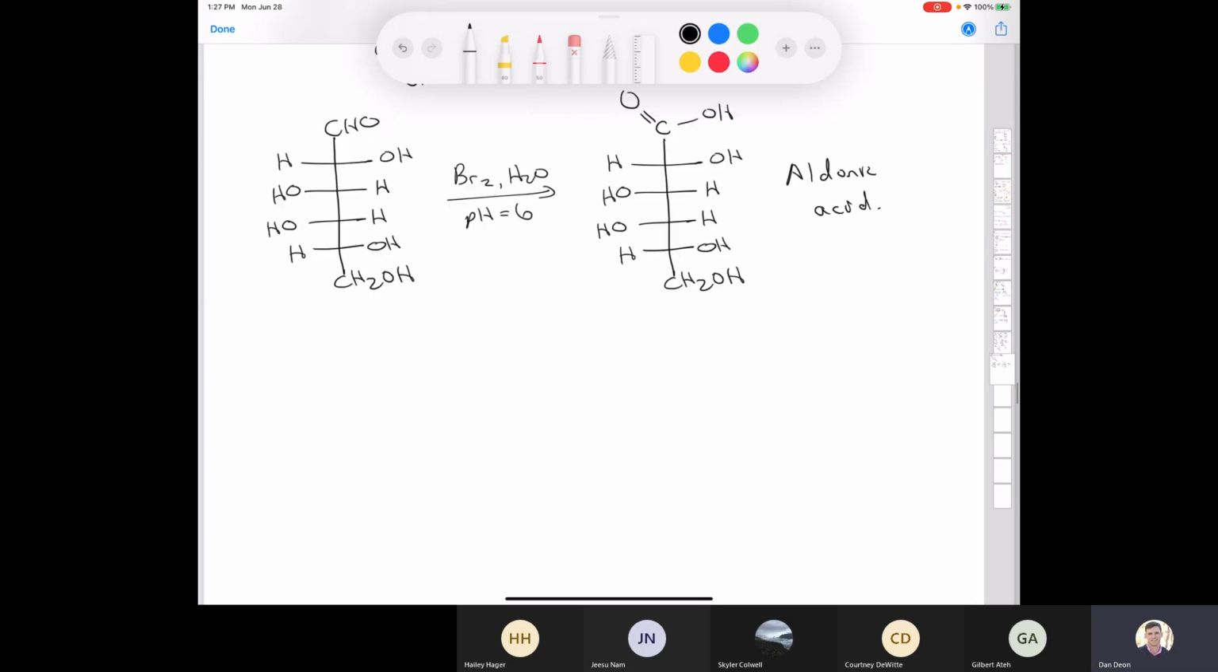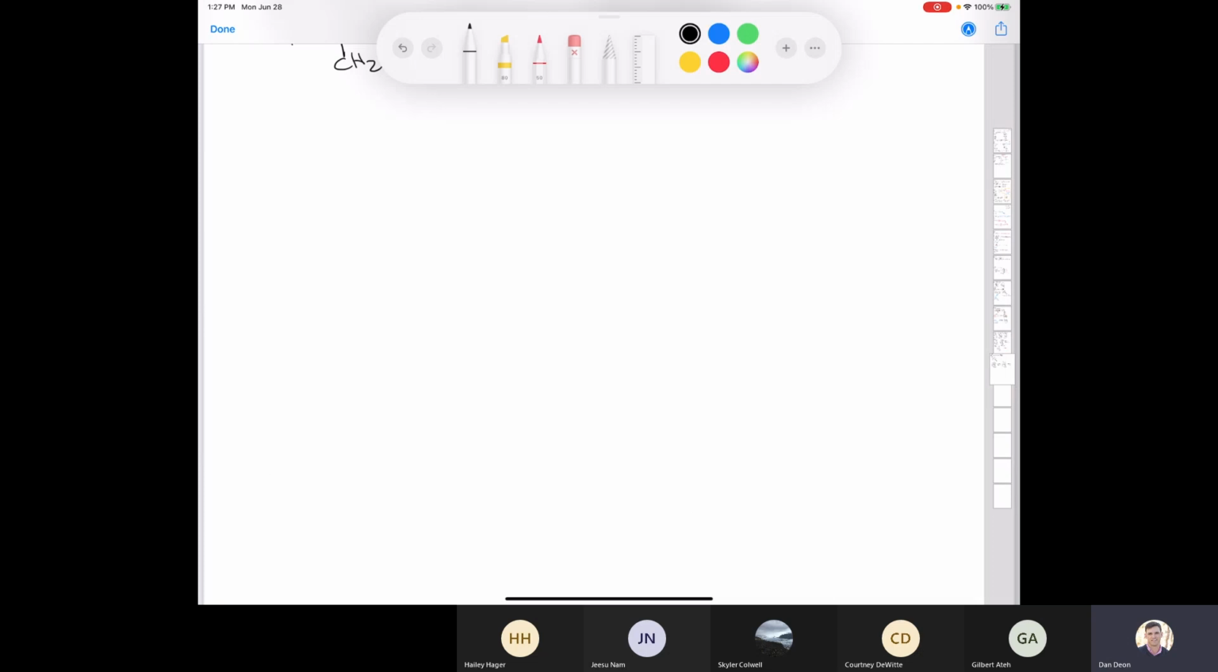All right, let's try 24.34. That's another one I wanted to take a look at with you. So this is 24.34. It says draw and name the pair of epimers that are formed when the following aldopentoses undergo a Killiani-Fischer chain lengthening process. So we're just given this aldopentose.